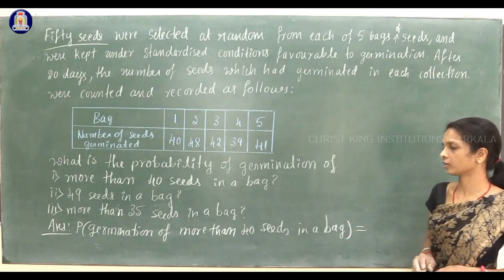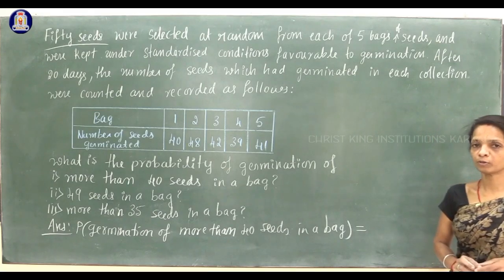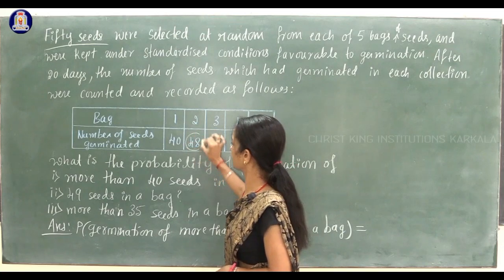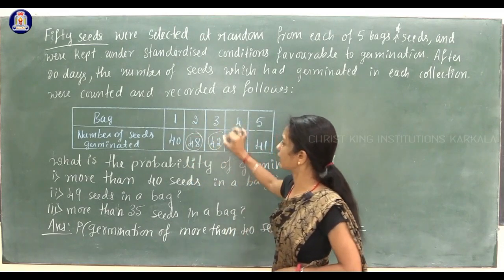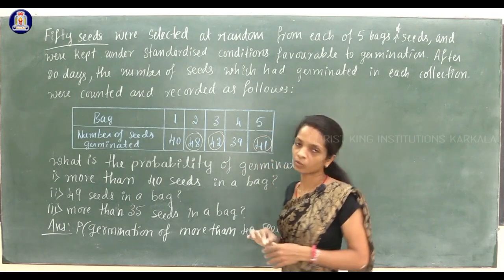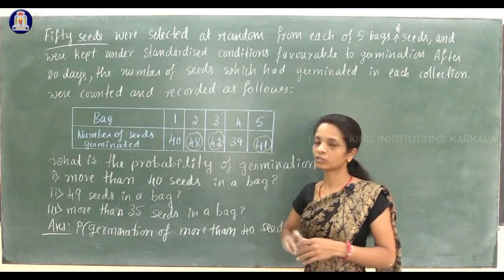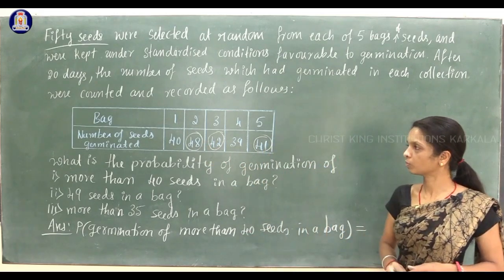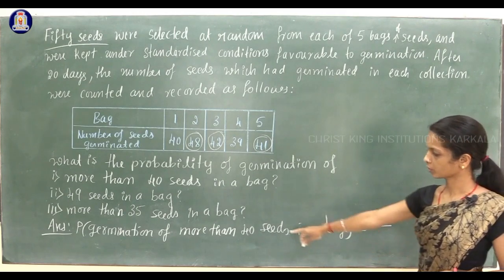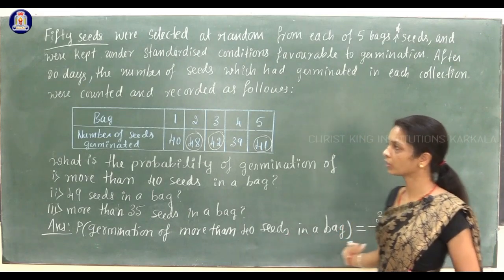In how many bags you have more than 40 germinated seeds, that you have to see from the table. In the second bag you have more than 40, the third bag you have more than 40, and the fifth bag you have more than 40 germinated seeds. So the number of bags in which you have more than 40 germinated seeds is 3, dividing by the total number of bags.